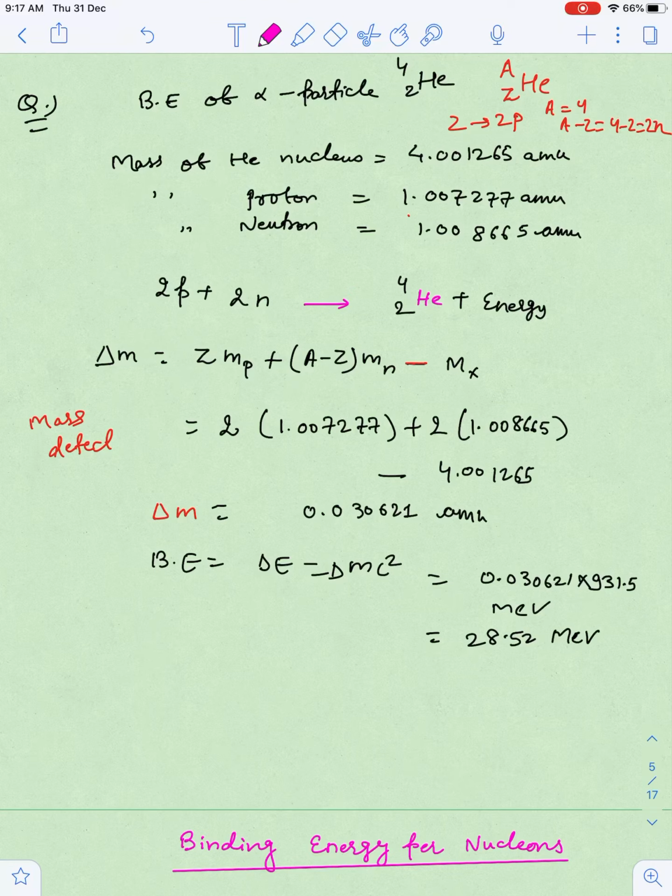So good morning everyone. This is the third lecture of nucleus. In last class we discussed binding energy and mass defect. Today we are going to solve one numerical based on this mass defect and binding energy.